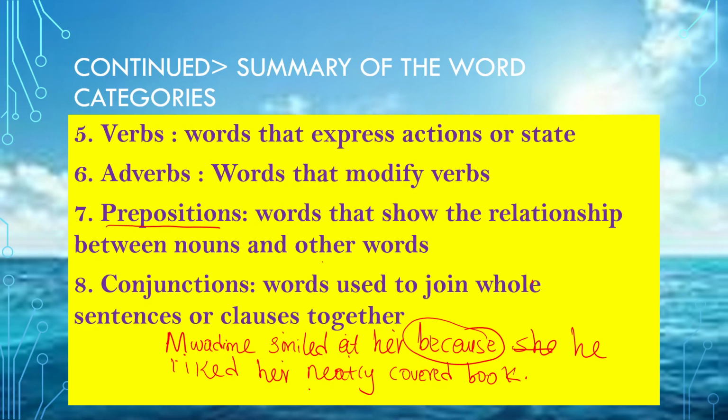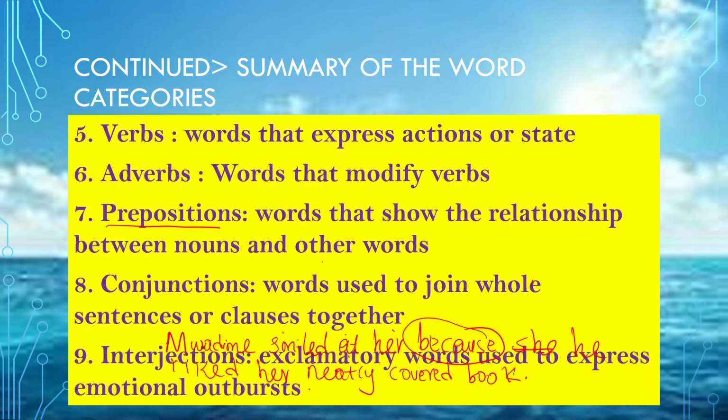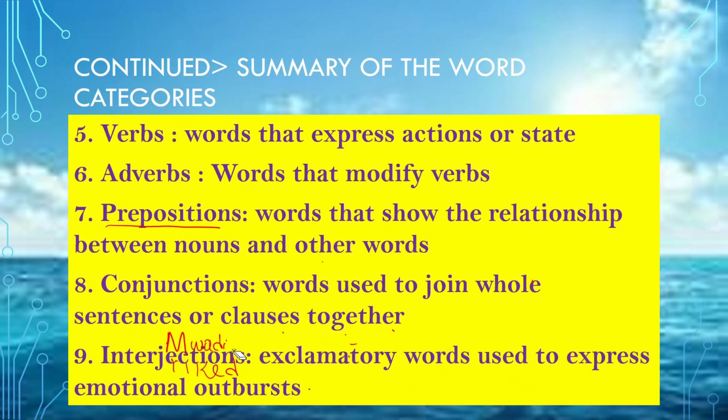The next word class, and the last one probably, is the interjections. Now what are interjections? Just a minute, we just have to clean that. Interjections are basically words that are used to express emotional outbursts. When you have that strong feeling that you want to express in words, the word you use is going to be an interjection, and it has to, of course, end with an exclamation mark.